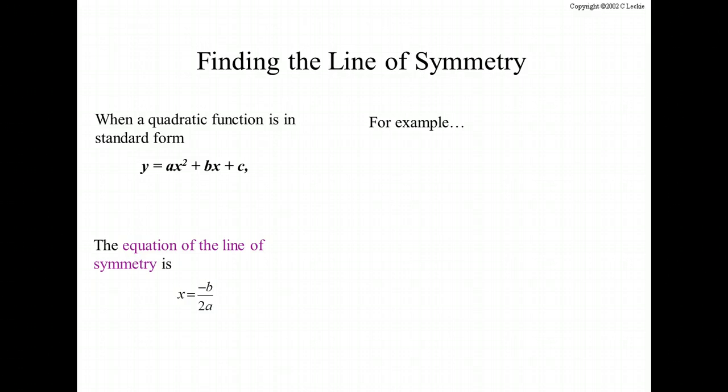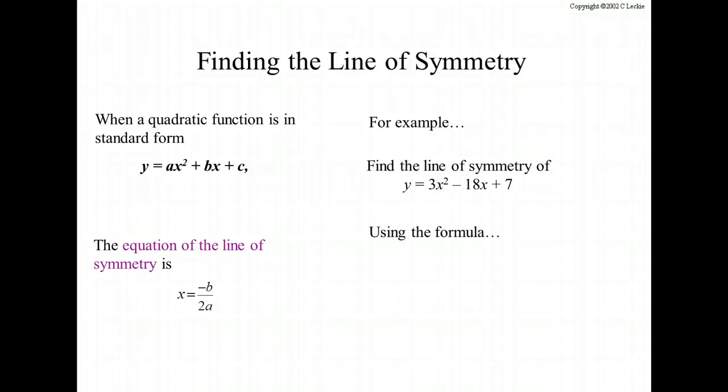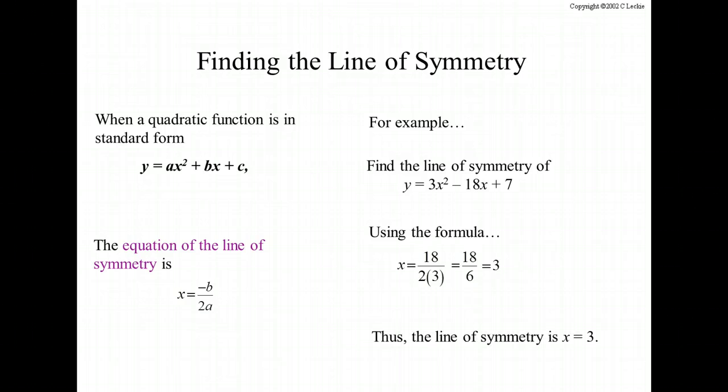For example, if we have the equation y equals 3x squared minus 18x plus 7, we fill in negative 18 for b, and we fill in 3 for a. Well, the opposite of negative 18 is positive 18 over 2 times 3, which gives us 18 over 6, or 3. Since our symmetry line is a vertical line, the equation will be x equals 3.